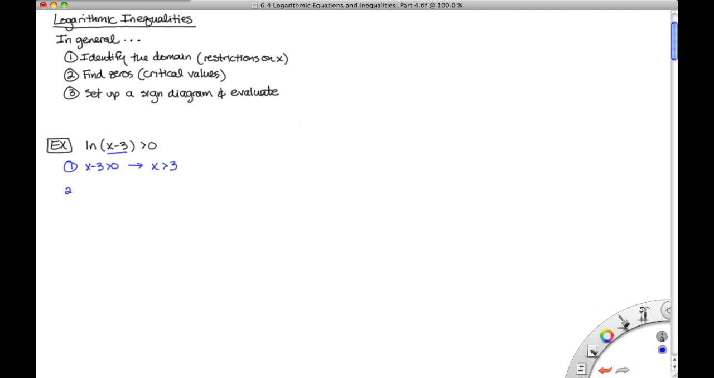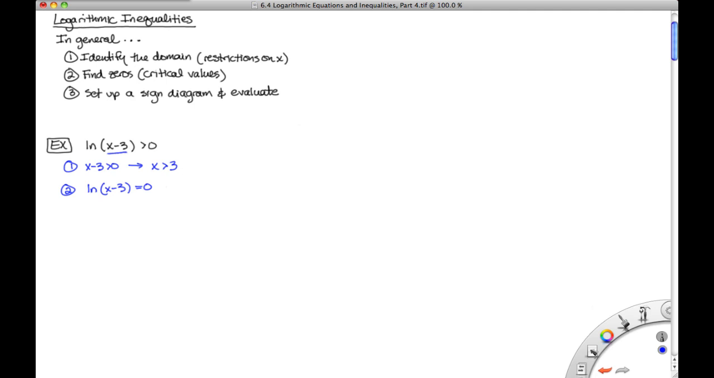And then for step 2, we're going to go ahead and find the zeros. And in order to do that, we're going to take our inequality and set it equal to 0. Now this is pretty nicely set up for us in that we've got our isolated log on the left and we've got our only constant on the right, which is in this case 0.